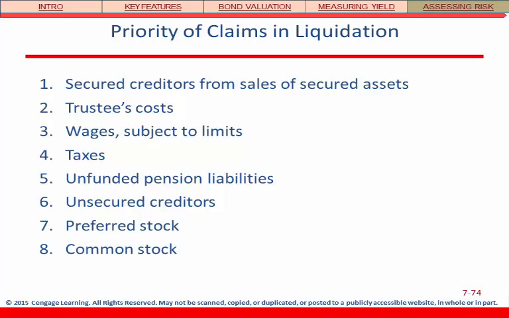The trustees' costs will be in there. Wages, subject to certain types of limits. Taxes could be in there as well. Unfunded pension liabilities, and then you're going to get down to these unsecured creditors. So being an unsecured creditor is not like you're right behind that secured creditor. There could be some issues there where the secured creditors get fully paid, and there's nothing left over for the unsecured creditors. After them, you get to preferred stock holders, and then last are those common shareholders.